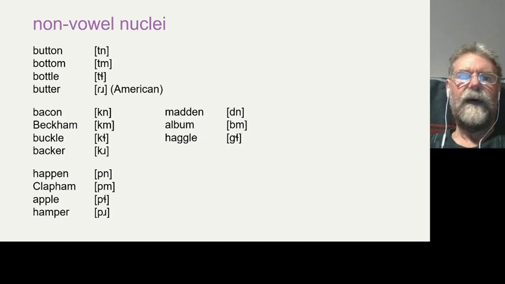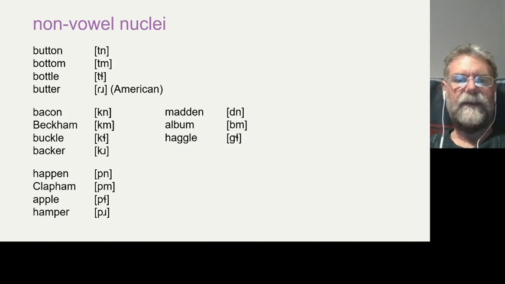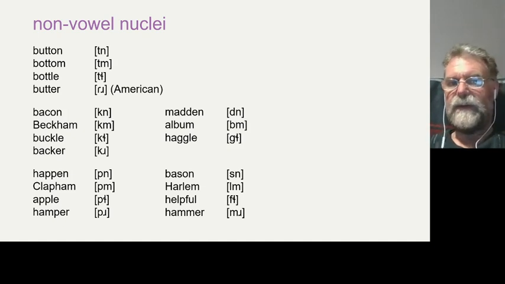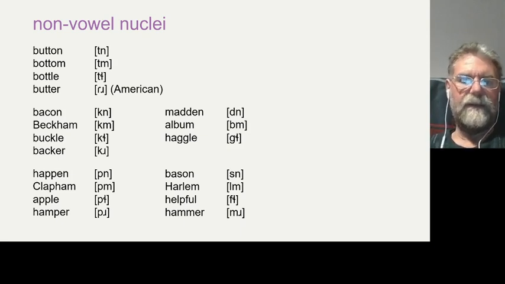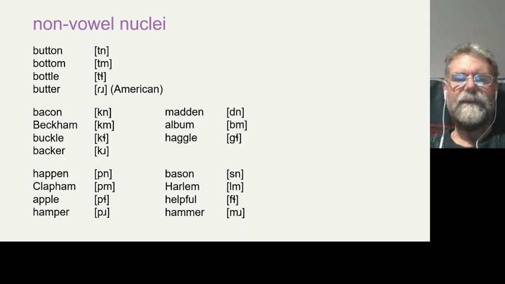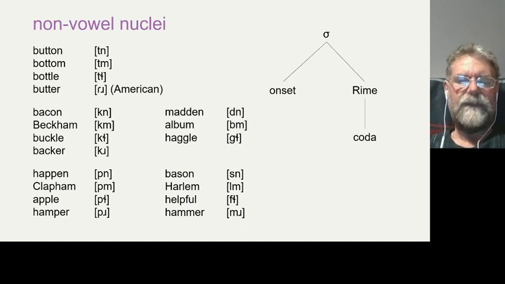So madden, album, and haggle. Okay, so you can get the gull and bum and bun and dun combinations, and not even just plosives. You can get it with fricatives and with liquids and nasals even. So basin, Harlem, helpful, and hammer, if you press the r at the end. So sn, and full, and mer. So it seems to be quite a common thing that we can split up the syllable into two things which are both consonants.